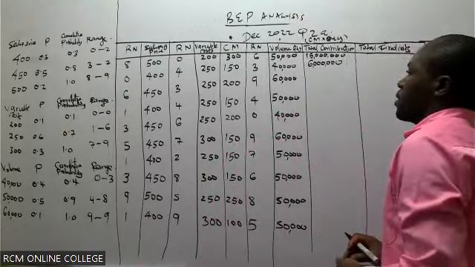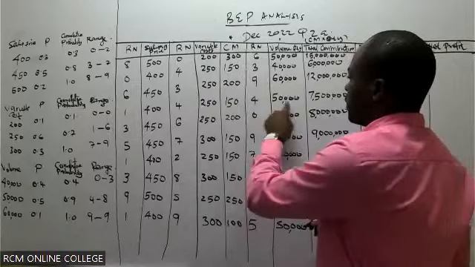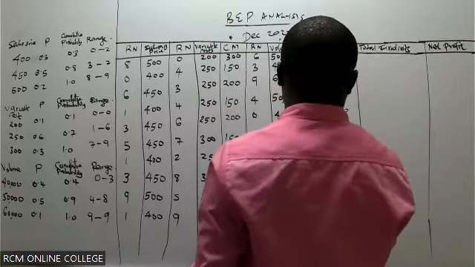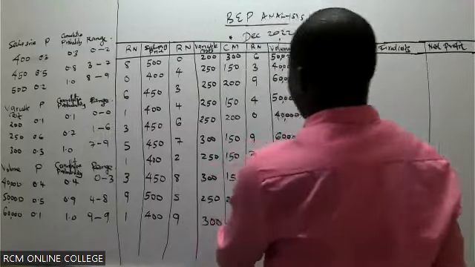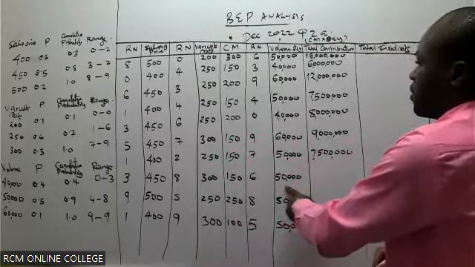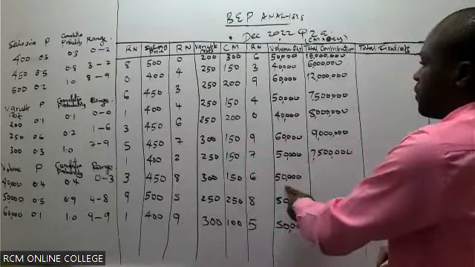Hapa ni ngapi? Oh, 150. 150 by 50. 150 by 50, I can see the same thing here. 150 by 50, the same thing up here. 150 by 50, the same thing.